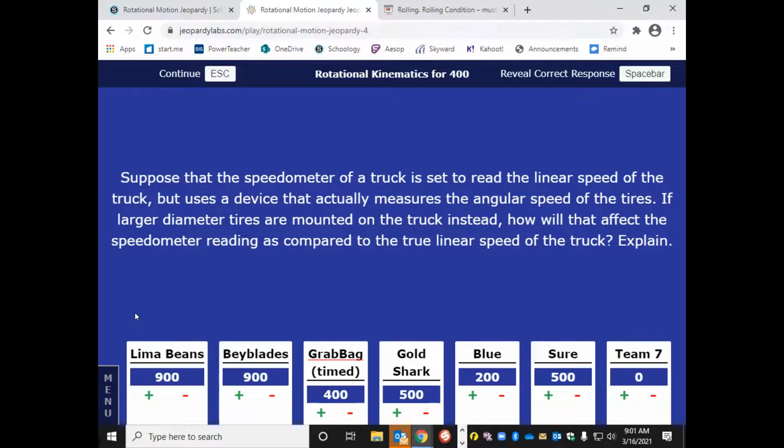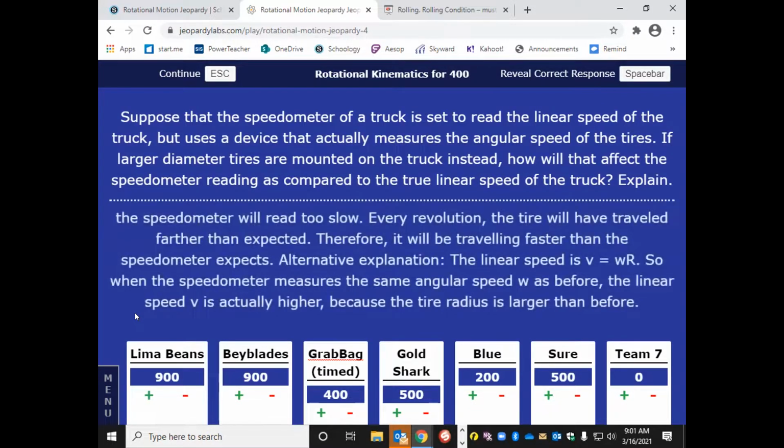Oh. So if you think about it, let's see how I explained it. Okay. So the way that I think about it is, you've got v equals R omega, right? Your speedometer is expecting a certain R that's low, right? Oh, for a given omega, your actual speed is going to be bigger, right? Because you're plugging in a bigger R. So if you're plugging in a bigger R, the speedometer is going to underestimate.